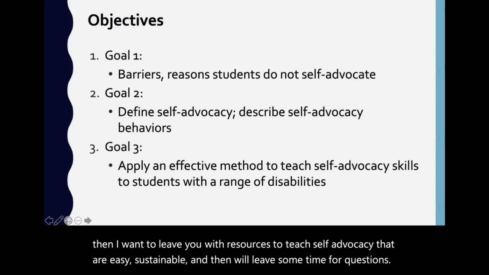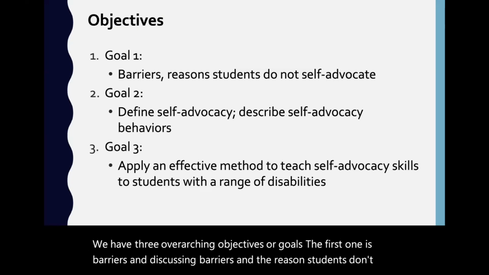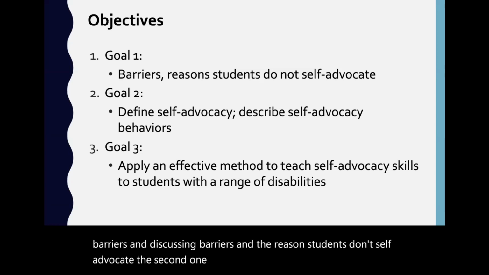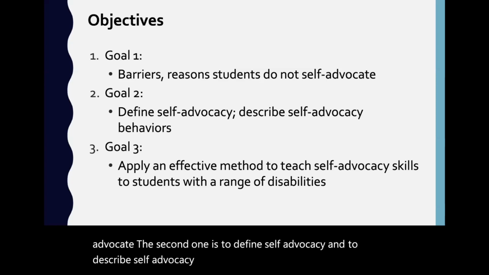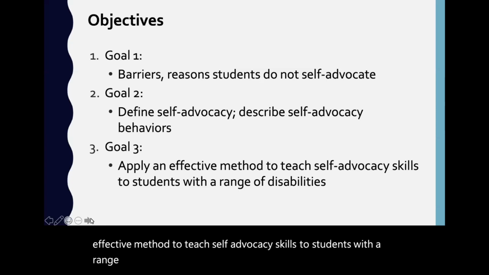We have 3 overarching objectives or goals. The first one is discussing barriers and the reasons students don't self-advocate. The second one is to define self-advocacy and to describe self-advocacy behaviors. And the third one is to apply an effective method to teach self-advocacy skills to students with a range of disabilities.